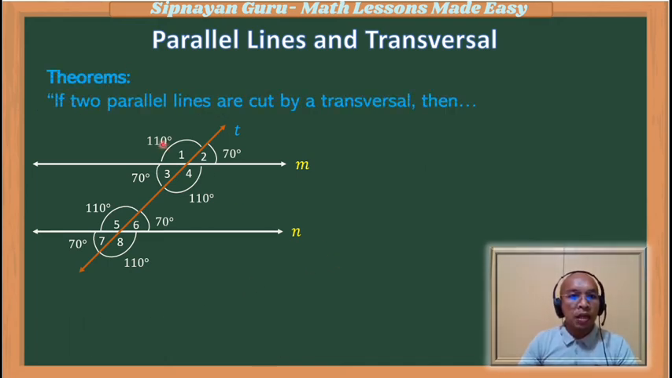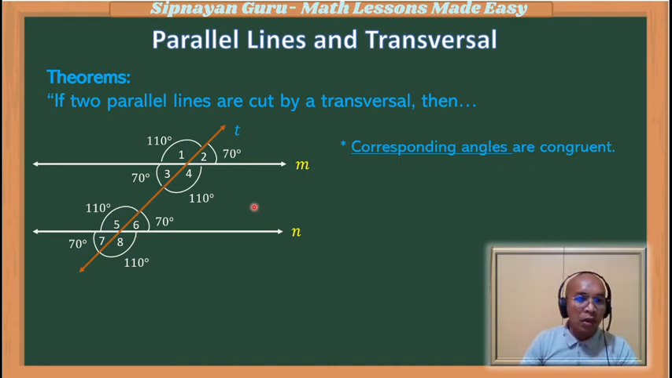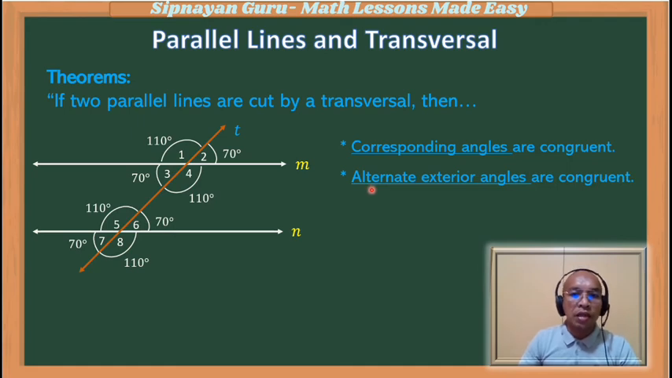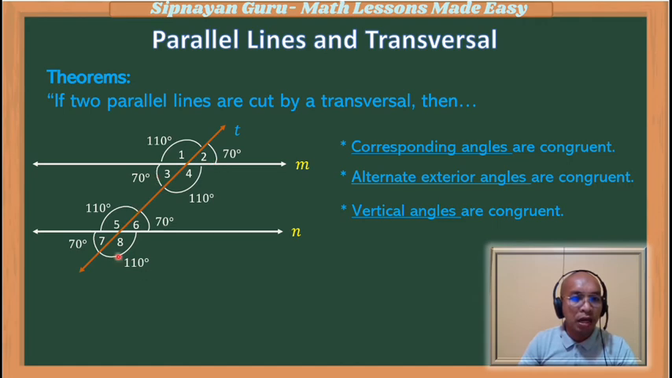First, if two parallel lines are cut by a transversal, then the corresponding angles, which are angle 1 and angle 5, angle 3 and angle 7, angle 2 and angle 6, angle 4 and angle 8, have congruent measures. Next is the alternate exterior angles: angle 1 and angle 8, angle 2 and angle 7. Their measures are equal or congruent. Thirdly, the vertical angles: 1 and 4, 2 and 3, 5 and 8, 7 and 6. And they are also equal.